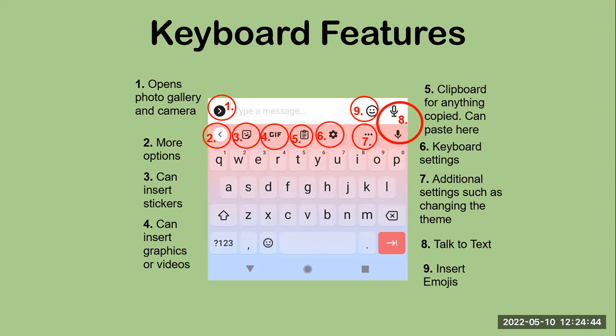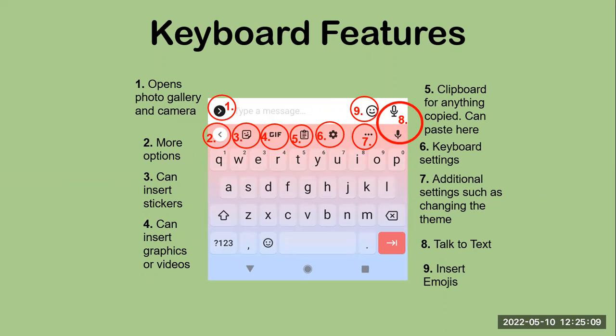Keyboard features. Number 1 is an arrow to the right. This opens the photo gallery and camera. Number 2 is an arrow pointing towards the left, and this is for more options. Number 3 can insert stickers. Number 4 can insert graphics or videos from the internet. Number 5 is your clipboard. For anything copied, you can paste it here.